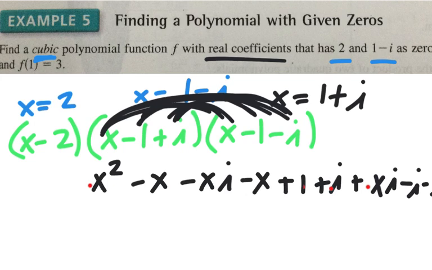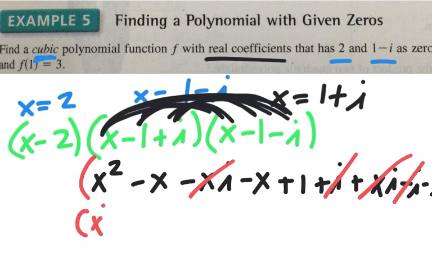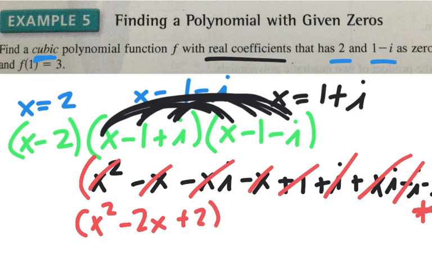So let's go ahead and group our like terms together. So I've got minus xi plus xi. That cancels. i minus i. That cancels. So I'm left with x squared minus x minus x is minus 2x. And then I have this i squared, which we can rewrite as negative 1. So I have minus a negative 1, which is plus 1. So then I have plus 1, which gives plus 2. So when I multiply those two complex roots together, I get x squared minus 2x plus 2.